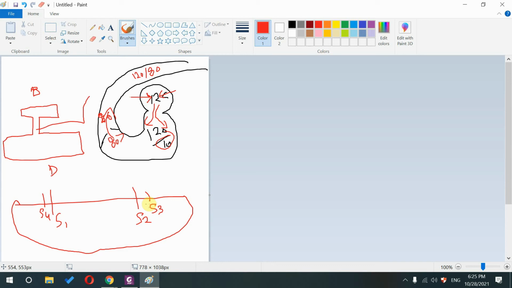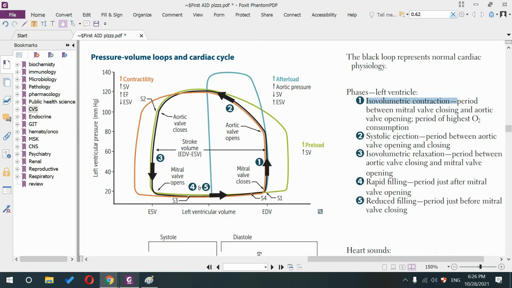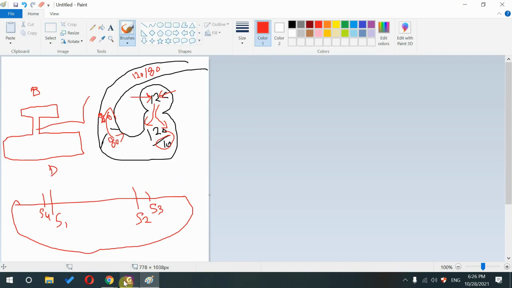Okay, what about Gallop Rhythm? Gallop Rhythm means that you have both S3 and S4. Kind of difficult to do, it goes something like this. We say it's like a horse walking, okay? So, okay, let's go back to speak a little bit more. So that's how you listen to it.